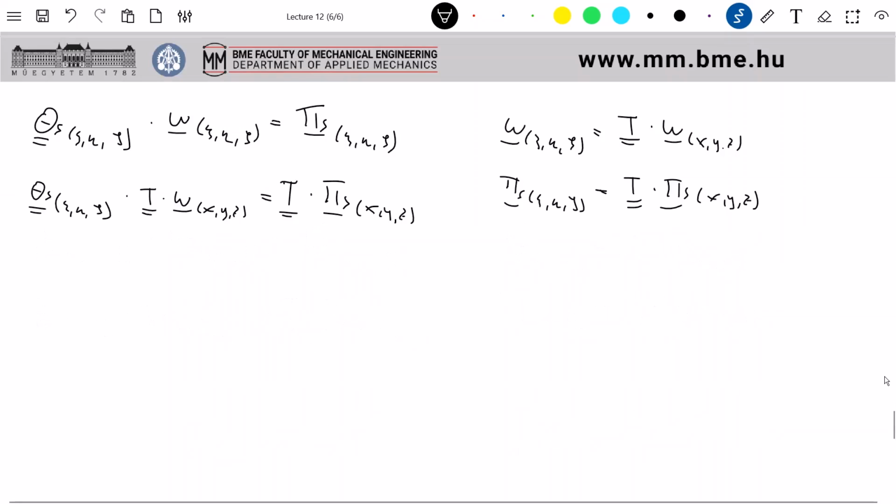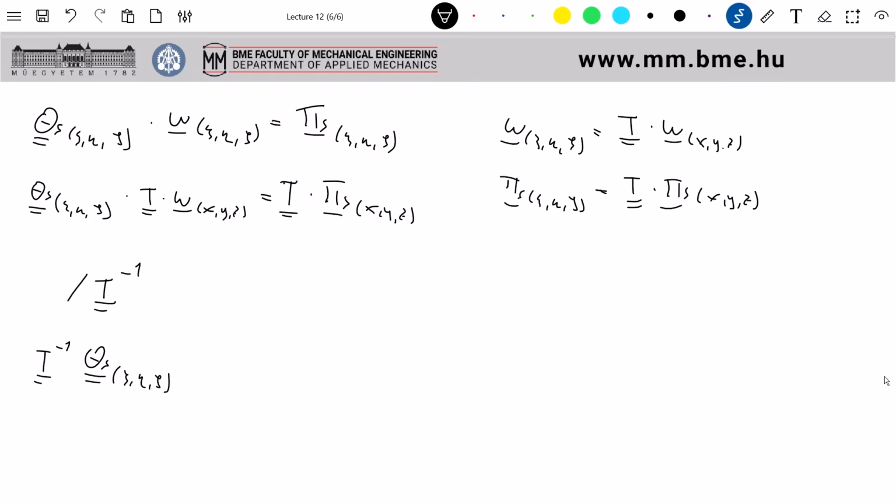Okay, and now let's multiply this equation by the inverse of T, and we obtain that T to the power of minus 1 times Θs in the ψ, η, ζ times T times ω in the x, y, z coordinate system is equal to Πs in the x, y, z, because here you have T to the power of minus 1 times T, which is the identity matrix, and we can eliminate it.